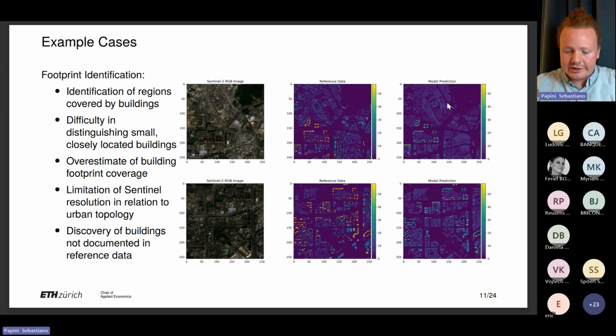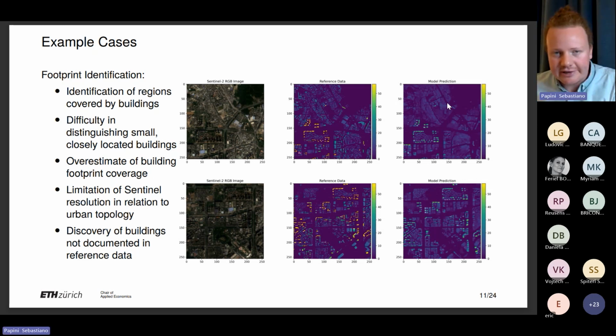Right, so let's go to the results. Maybe I just let you have a look at this for a moment. We have the natural color image to the left, and then in the middle, this is the reference data. So it's the ground truth, but we call it reference data because we don't fully trust it. And then to the right is our prediction.